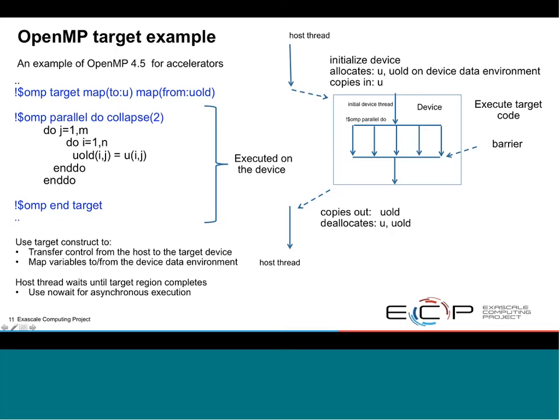So that's in a nutshell how the accelerator model works in OpenMP, and there are different variants on how we can do this, which we're going to discuss later on. But the key concept is that we have to think that the target clause creates a completely new OpenMP environment in the accelerator.